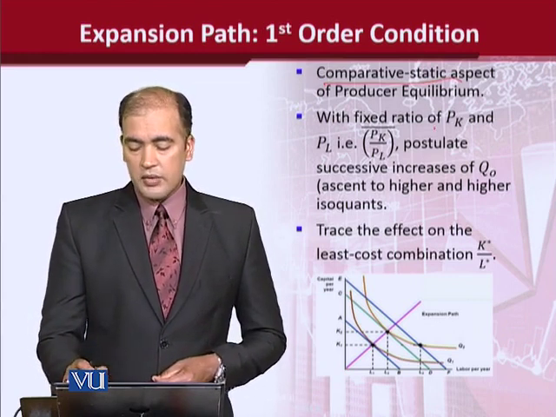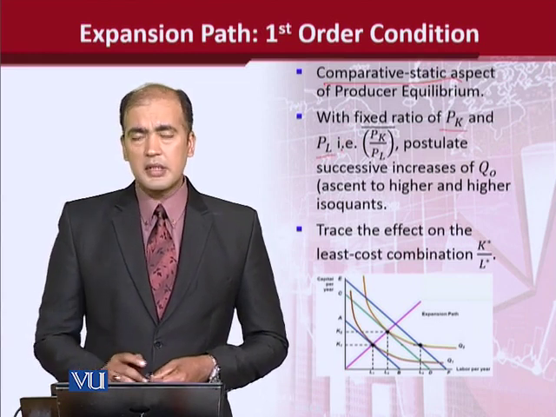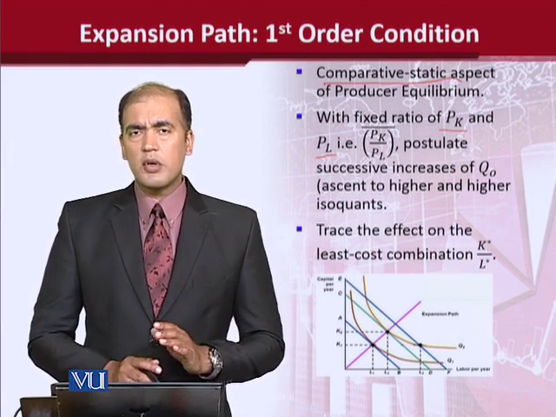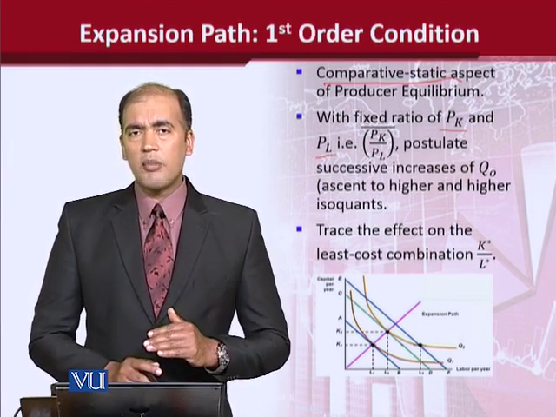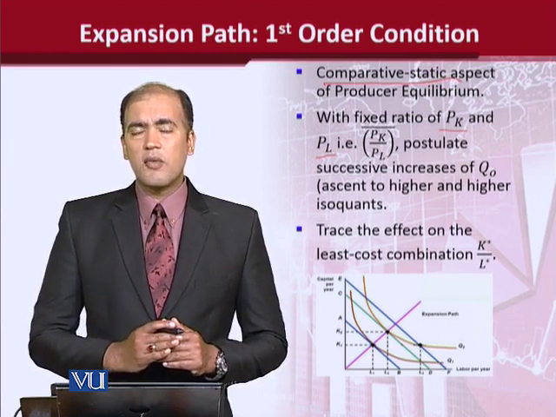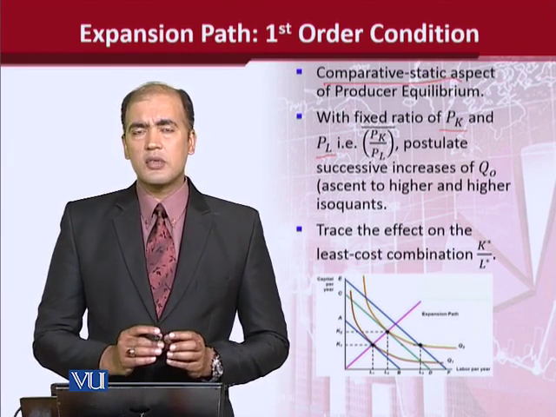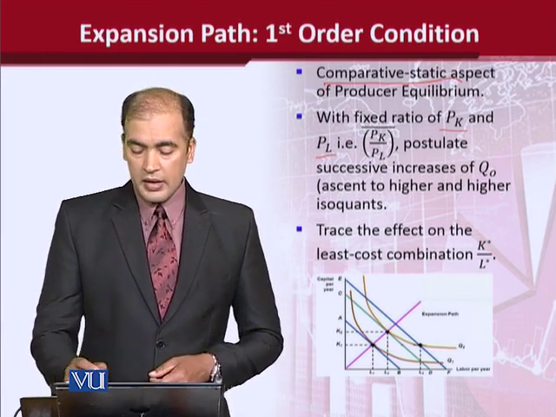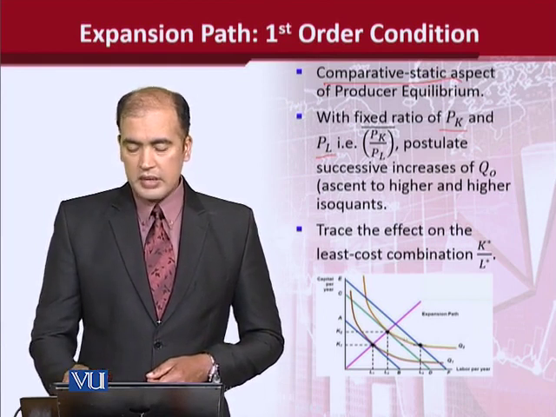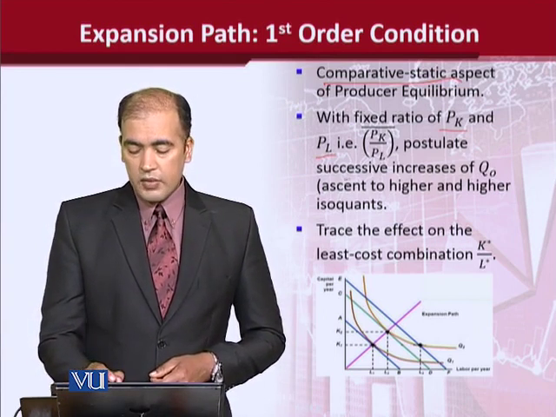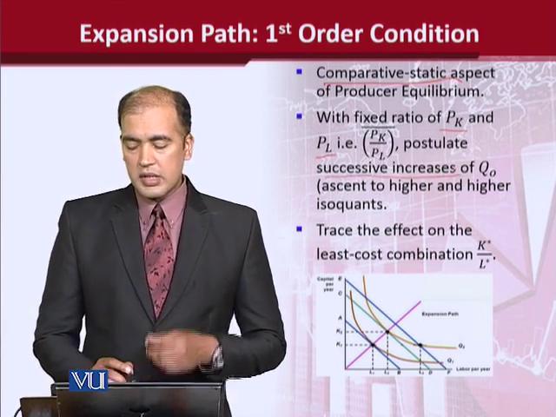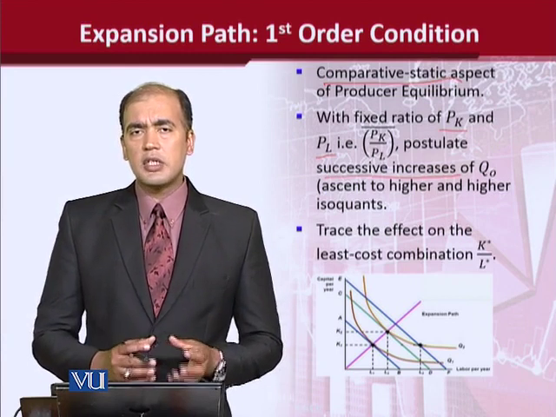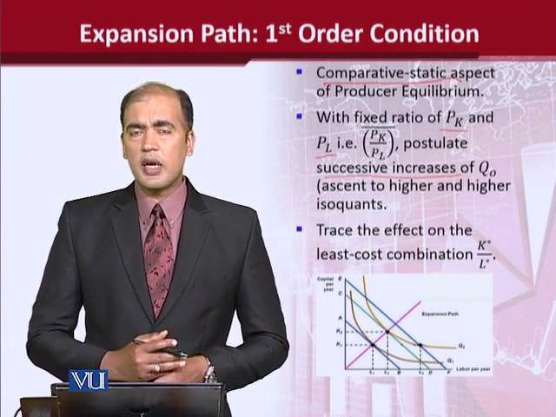So we keep PK and PL, that is the rewards of capital and labor, the ratio the same, because if we let them change, the budget line will change its slope, and that gives rise to a more complicated situation, and we are starting with a simpler situation. Therefore, you can see all of these budget lines are parallel. And what we want to see is how these successive increases in output happen and how they are achieved within those constraints of isocost lines.